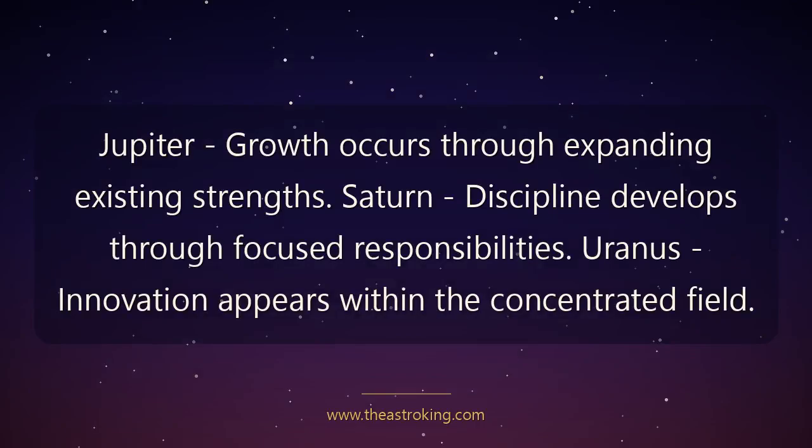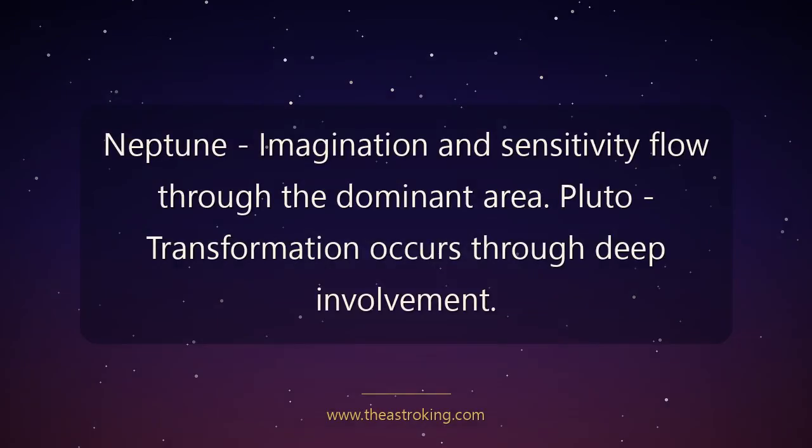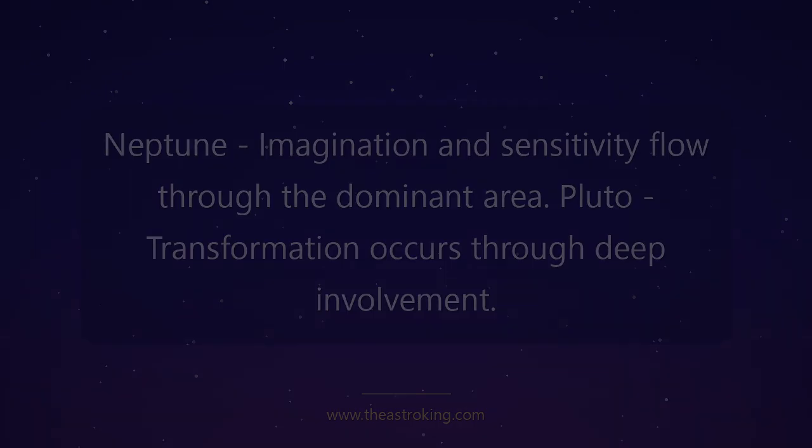Jupiter. Growth occurs through expanding existing strengths. Saturn. Discipline develops through focused responsibilities. Uranus. Innovation appears within the concentrated field. Neptune. Imagination and sensitivity flow through the dominant area. Pluto. Transformation occurs through deep involvement.